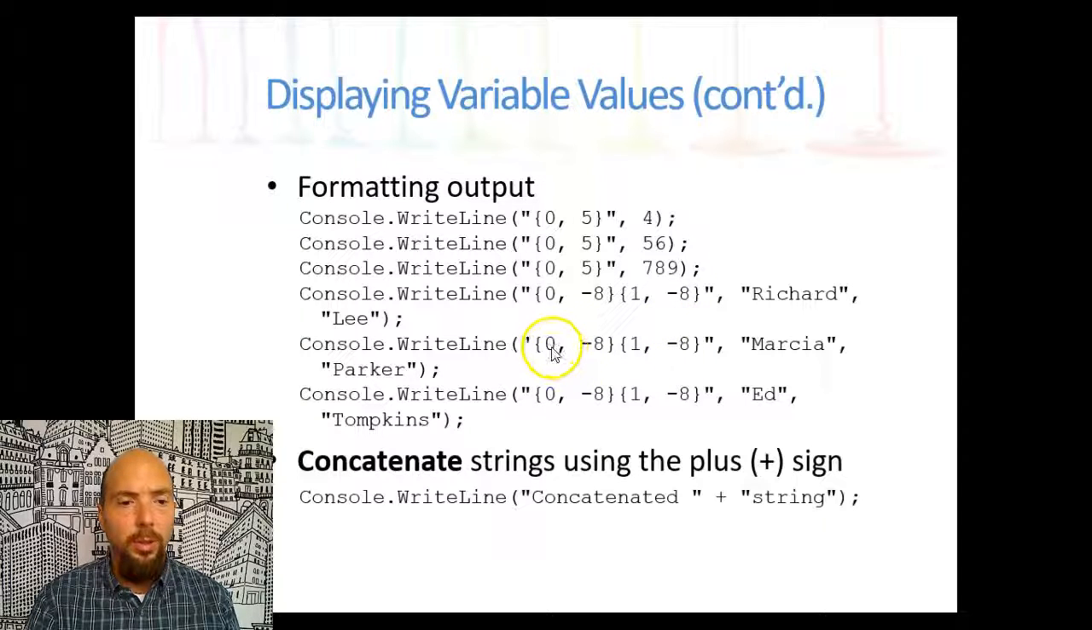All right, so let's look at Marcia. Item number 0 is Marcia. Marcia's name will take up 8 spaces, and it will be left aligned as negative. Parker will go in for number 1. It will take up 8 spaces and is also left aligned.